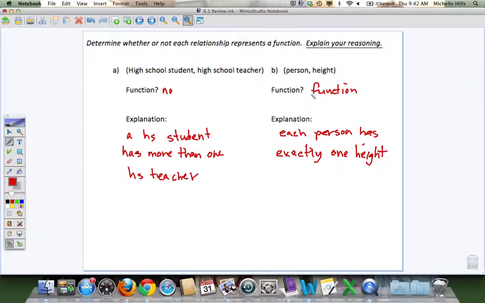So function, because if I'm looking at an ordered pair of people right now and their heights, each person would have exactly one height. If you wanted to make a good explanation and argument for it's not a function, because if I look at a person over time, their height's going to change. So the same person's going to have several different heights over time. I would accept that as long as you explained your argument thoroughly.